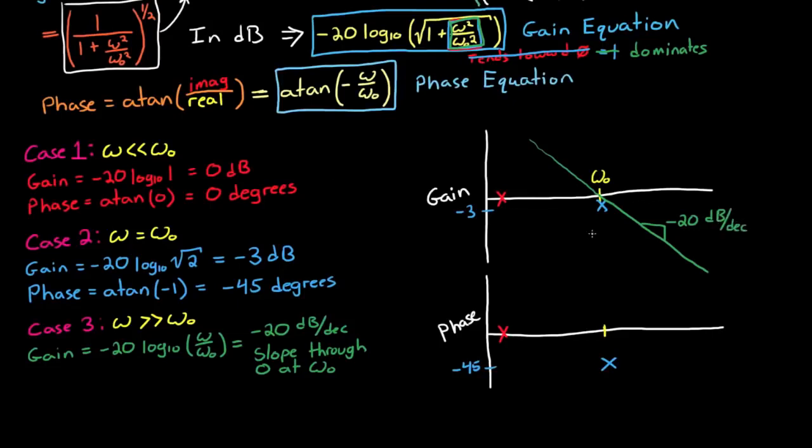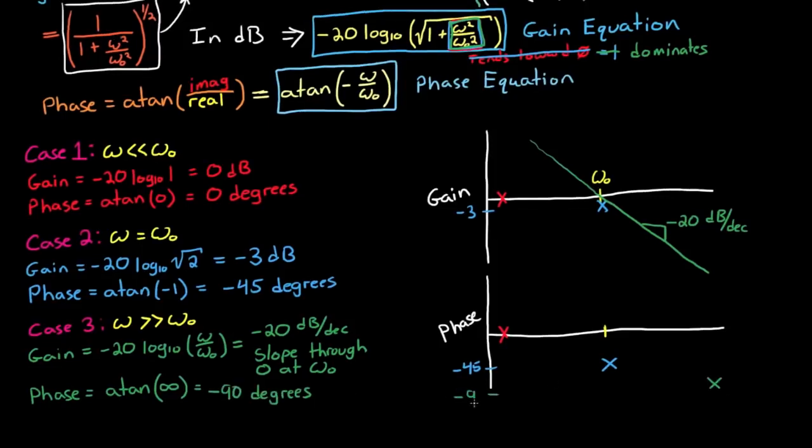As for the phase, as omega gets larger and larger and larger, negative omega over omega naught goes towards negative infinity, and I left off the negative accidentally, which produces a phase of minus 90 degrees. Now we have these 3 points, but what does the real function look like?